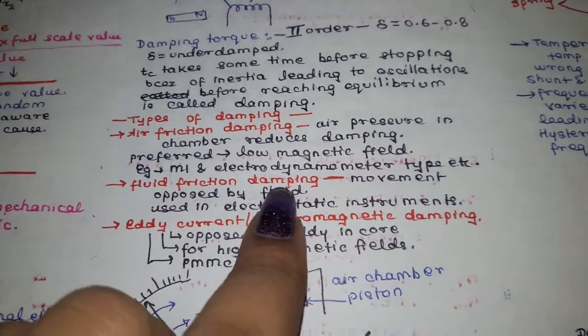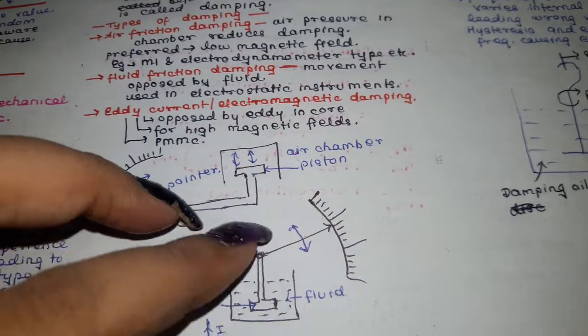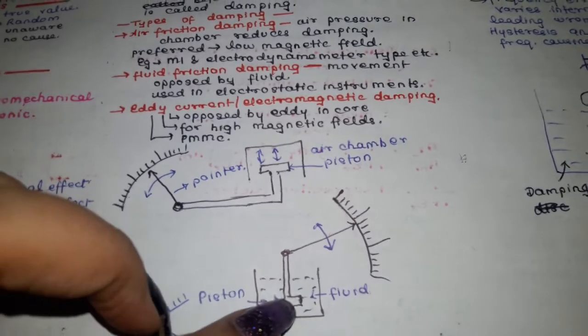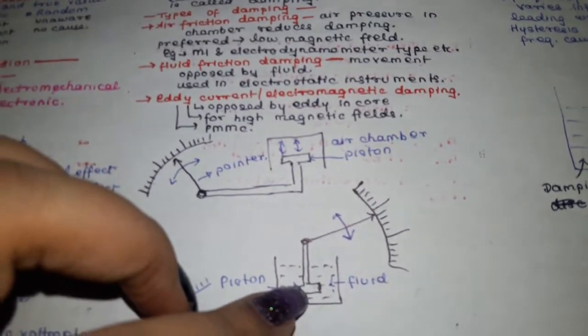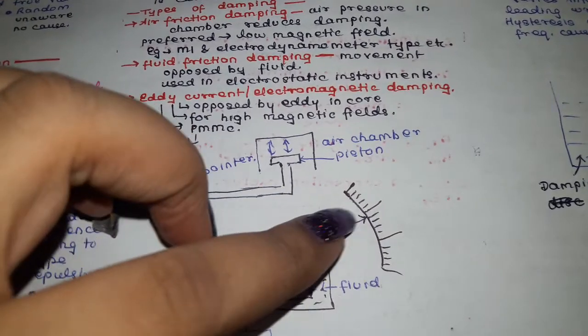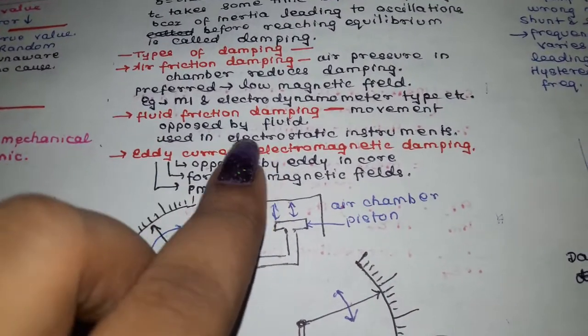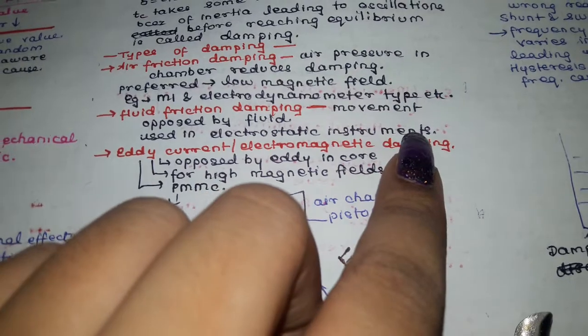Then we have fluid friction damping. Here the piston is submerged in fluid. Now this fluid provides some friction for the oscillation. So this method is good for electrostatic instruments.